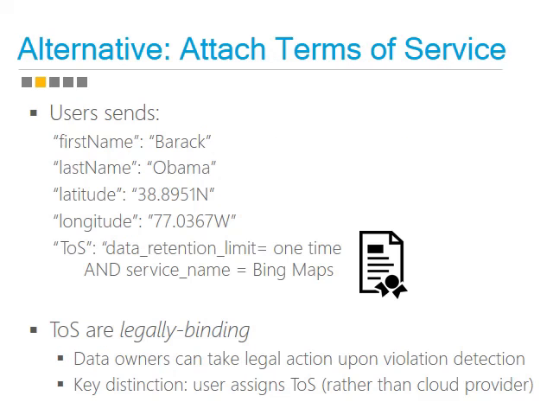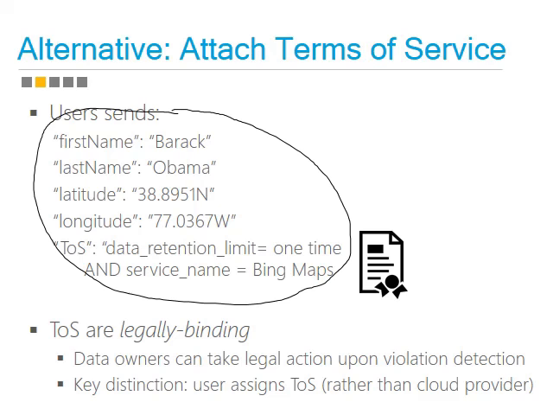In this talk, we propose an alternative to building systems with strong privacy protections. We advocate a much simpler approach. Let users attach terms of service to mobile data before uploading it to the cloud. For example, in this snippet right here, this is a GPS reading uploaded by a user that contains a latitude and longitude. And the idea here is to include into these GPS readings a terms of service clause, TOS, shown right here at the bottom. In this example, the clause specifies a data retention limit and the name of a service. This GPS reading can only be used once and only for a service called Bing Maps.